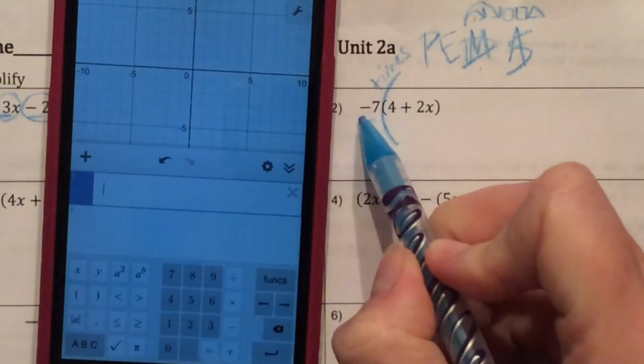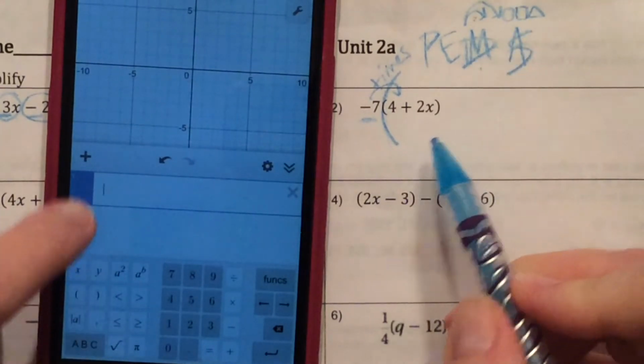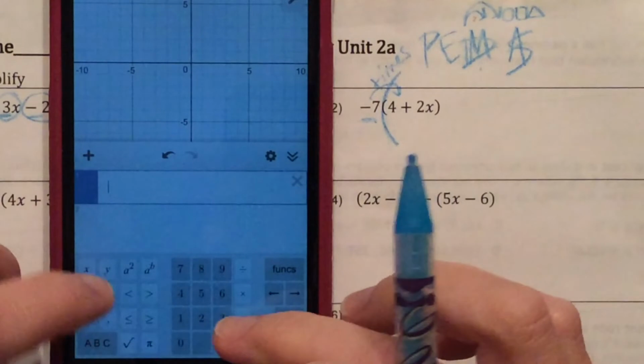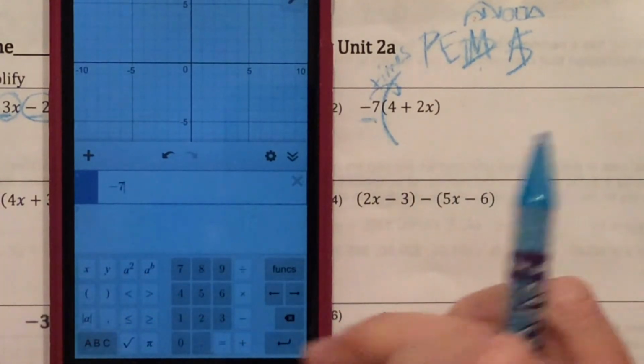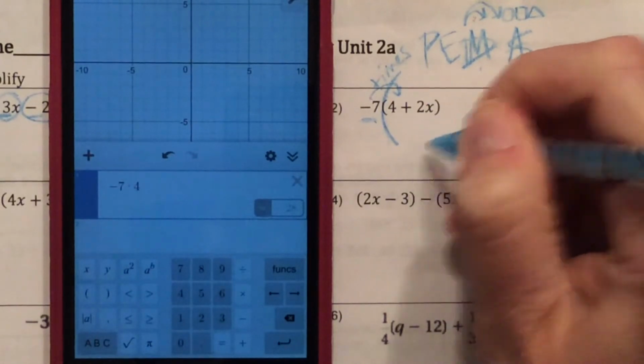So we have negative 7 times 4. And if you need help, or if you want to double check your signs, you are welcome to type it in to double check yourself. But negative 7 times 4 will give you a negative 28.